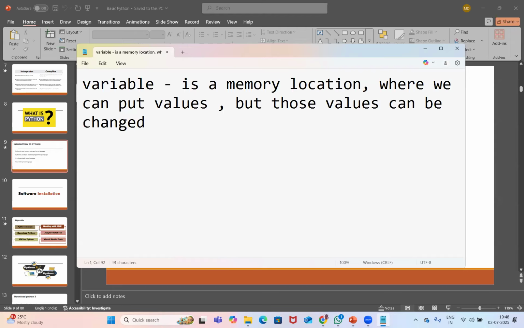So that is the definition I am telling you now. Maybe you are thinking how we are going to use it in programming language. I will show you, don't worry about that right now. But this is the concept of the variable in programming language: it is a memory location where we can put some values, but those values are also changing. A very simple example to remember is the calculator.